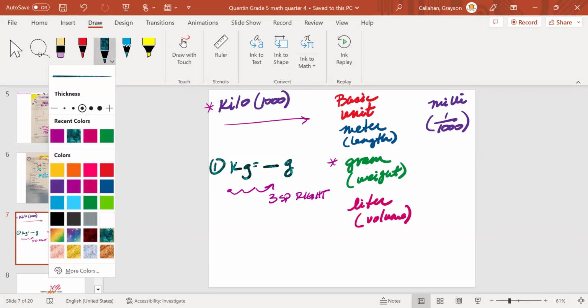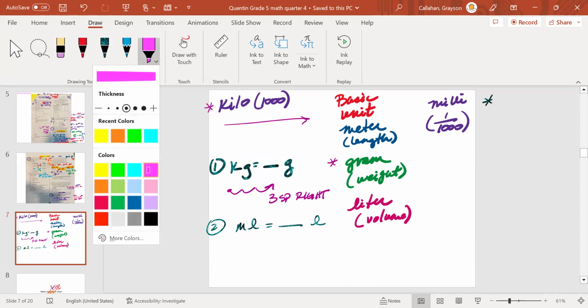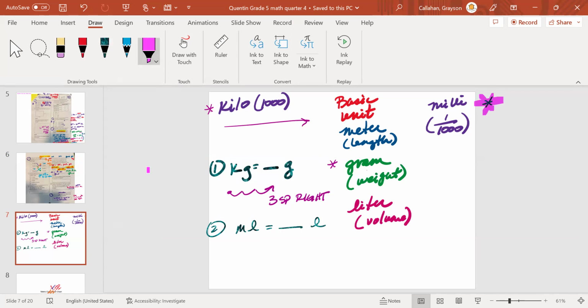Okay, step 2. Next one. Let's say, for example, you're going from milliliters equals how many liters? Which direction to go? Look where milliliter is. Where's milli? Right here. This is milli. Do you see that? Where do you see liters? Right here. You're going this way, from here to here. You're going to the left.